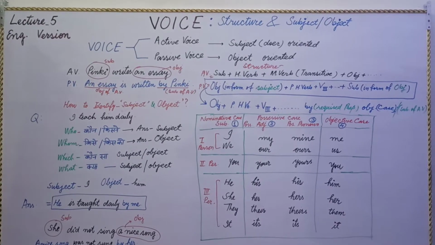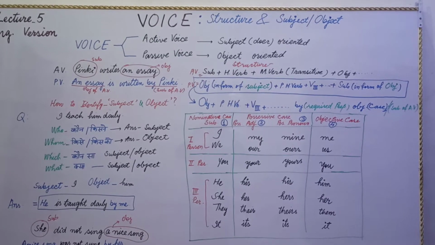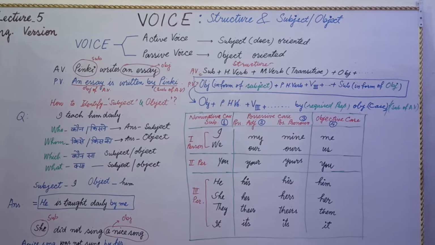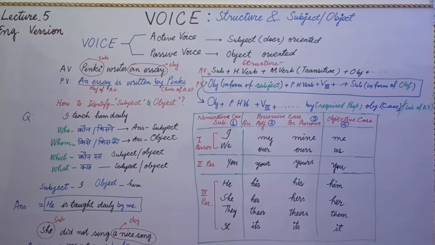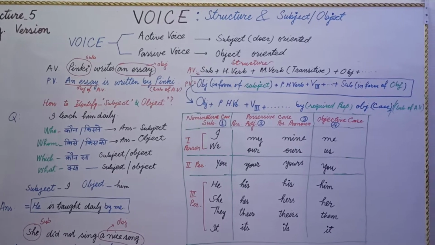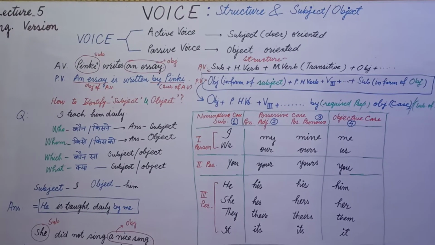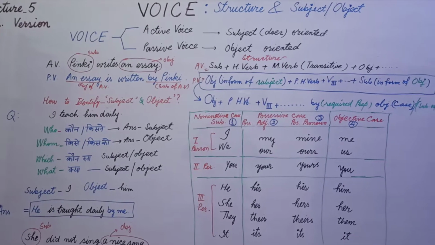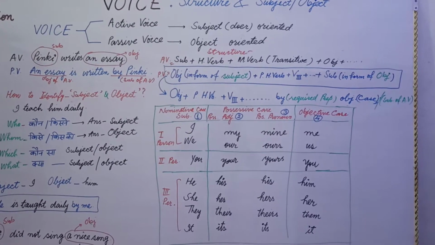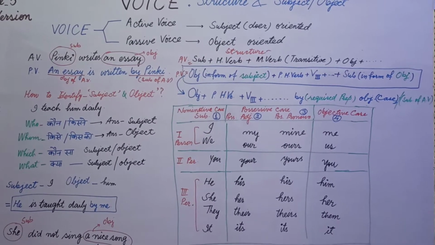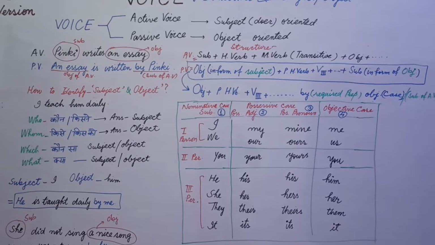Dear students of English Grammar, we welcome you to our lecture 5, English version, in which we have a topic once again: voice. We'll study structure, subject and object used in voice. First, we will understand how we can identify voice and what the structures of voice are in the form of active voice and passive voice. Second, we will come to know how we can identify subject and object, what the structures of active voice and passive voice are, how we change our pronouns, and which pronouns are used in the place of subject and in the place of object.